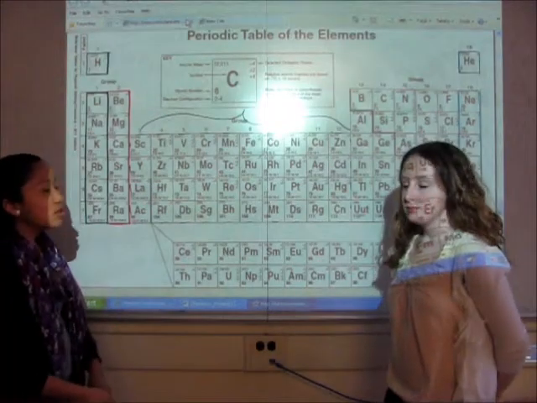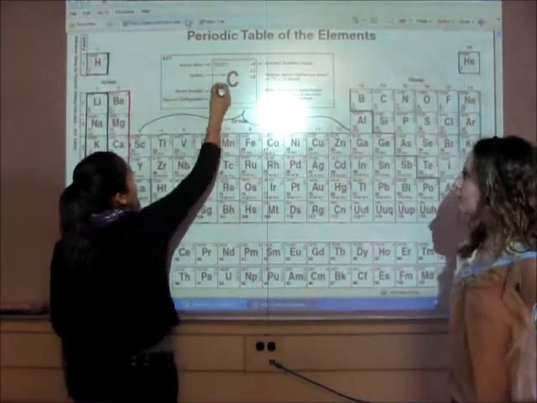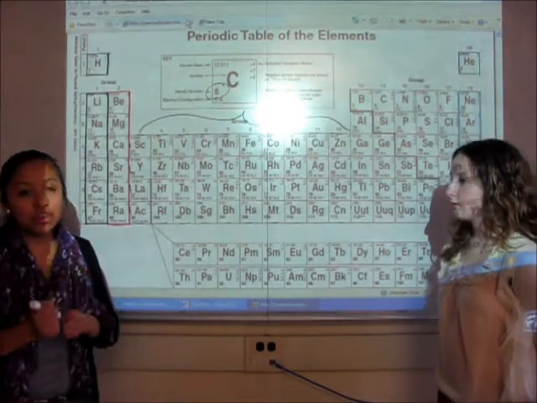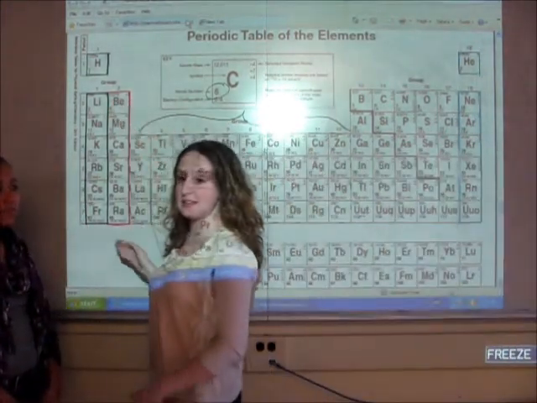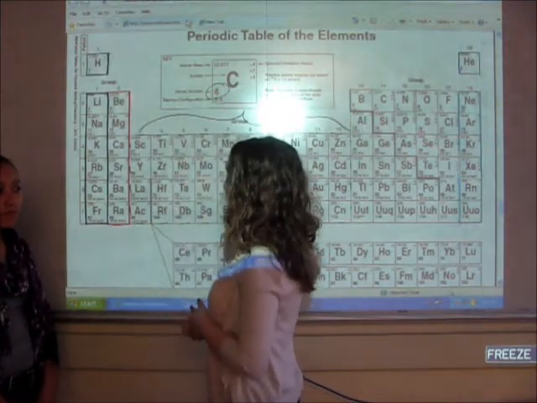The periodic table is arranged in increasing atomic number, which is this big bold number on each element. Elements in the same group have the same number of valence electrons, which means they have similar properties.